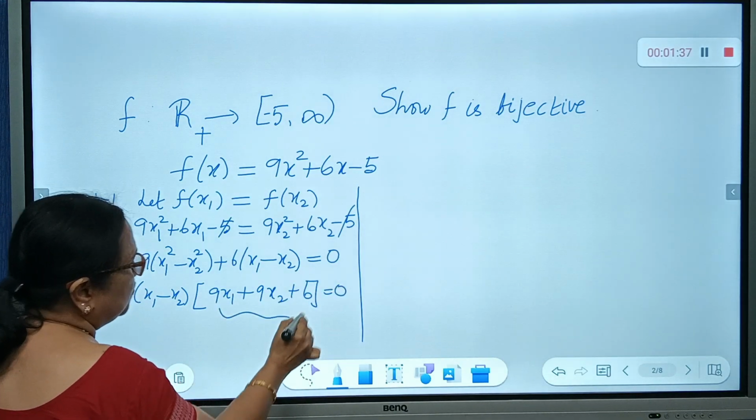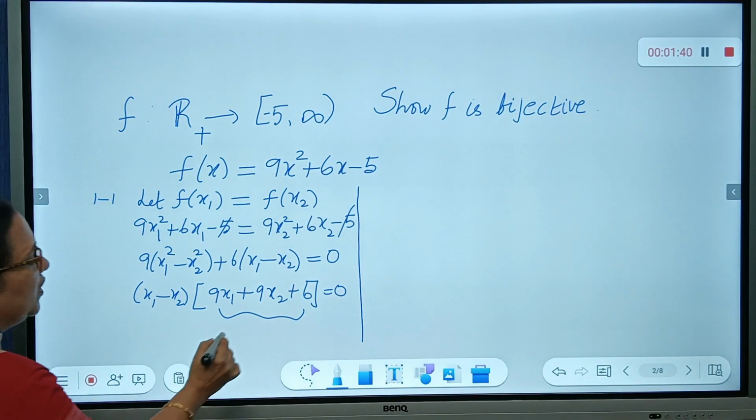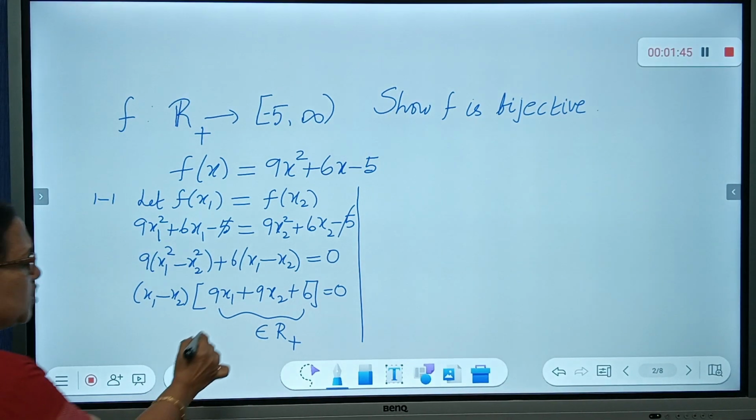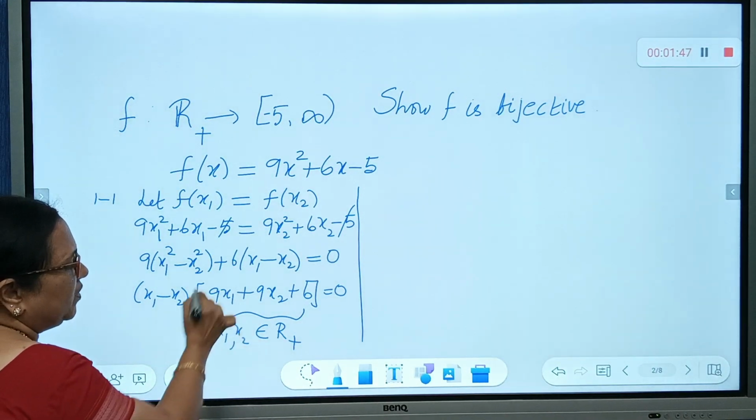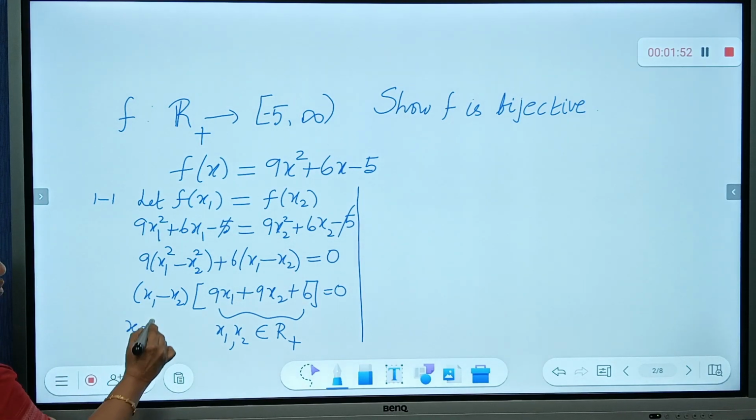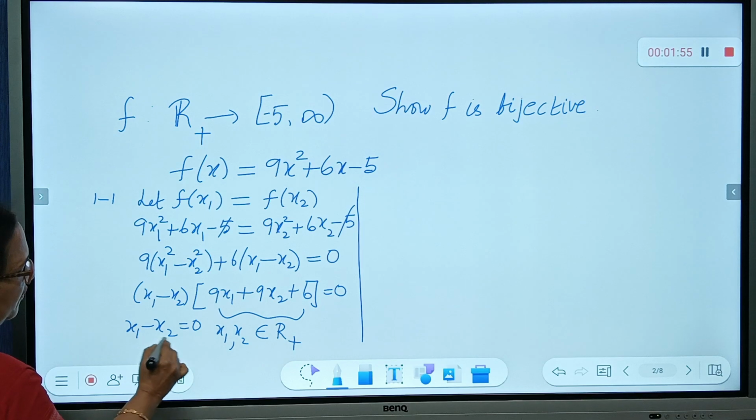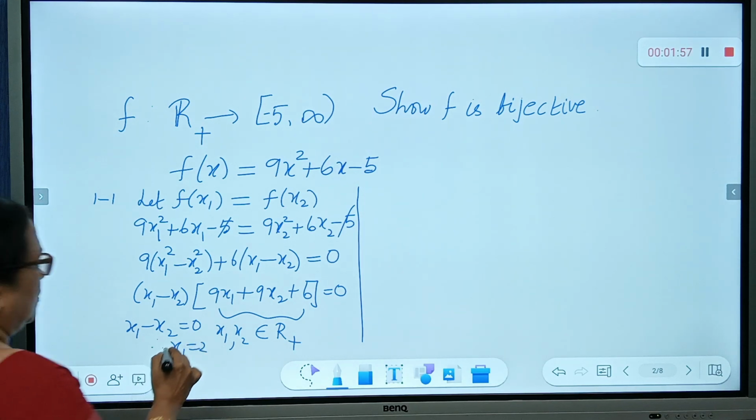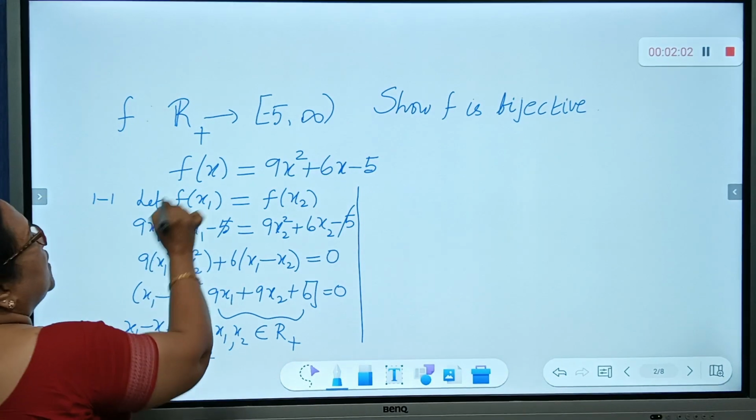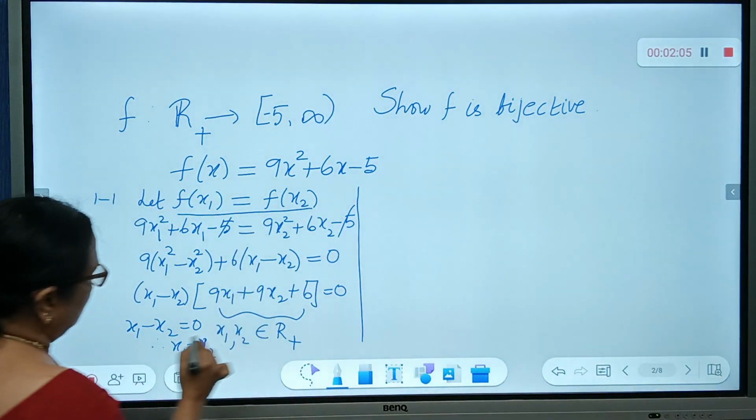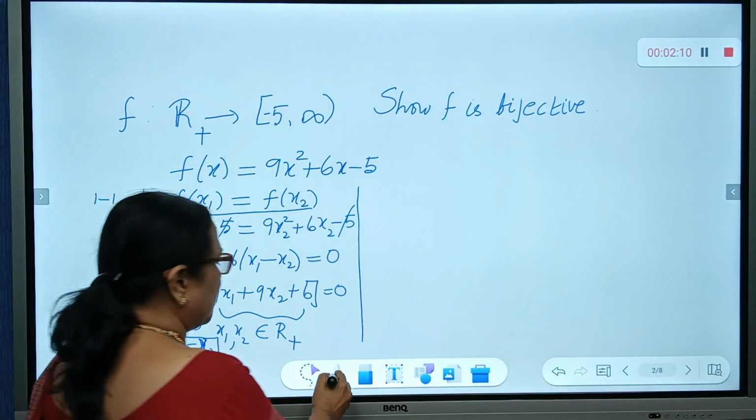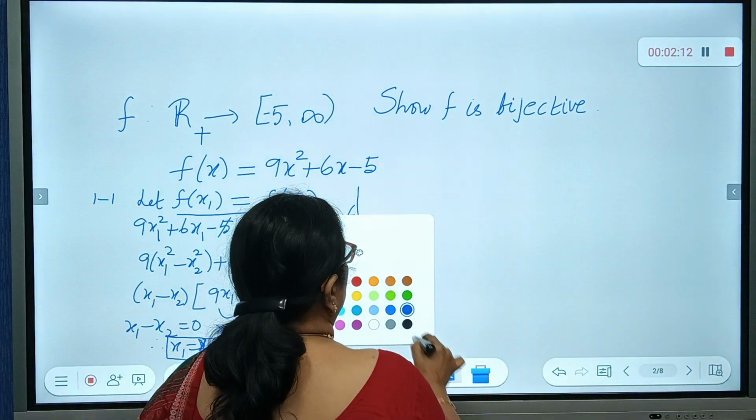Now this is positive because x1, x2 belong to R+, which makes this a positive quantity. Therefore, only x1 - x2 is equal to 0. Therefore, x1 equals x2. So we started with f(x1) equal to f(x2) and we have proved x1 equal to x2. Next we will check whether it is onto.